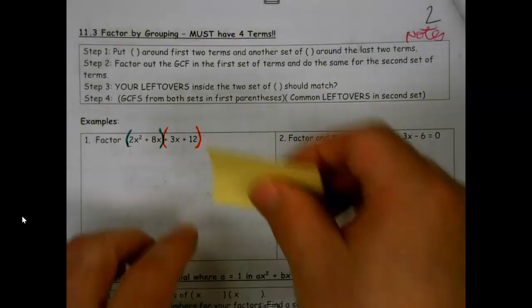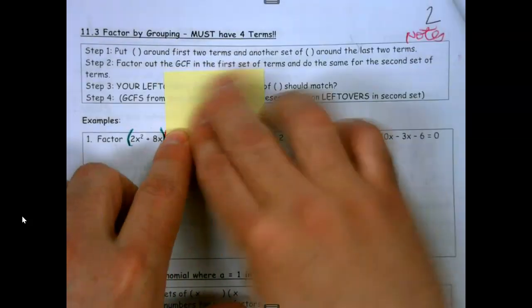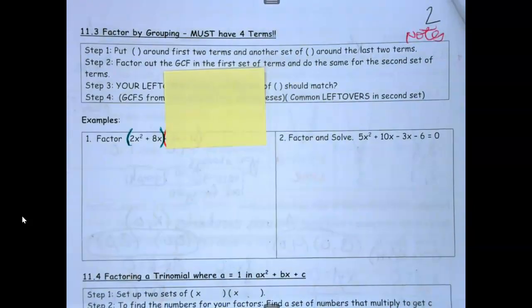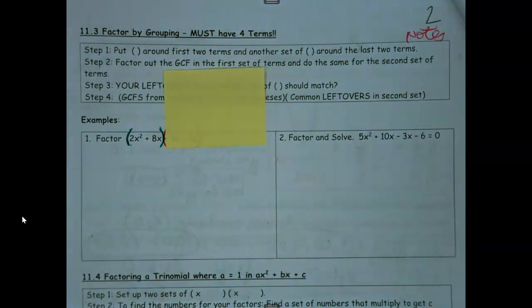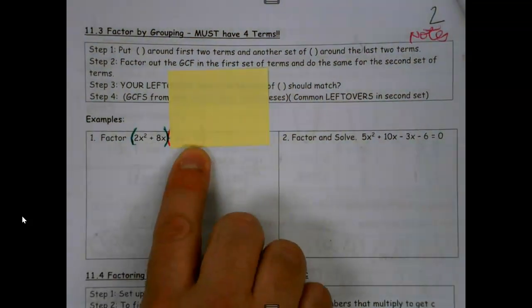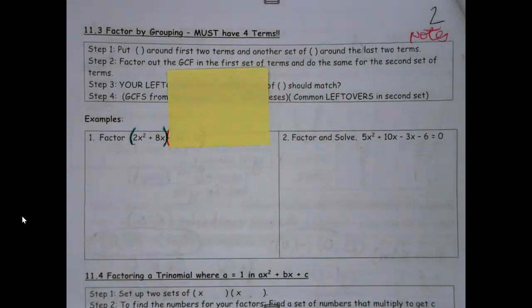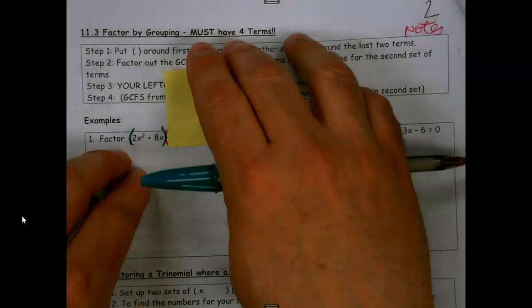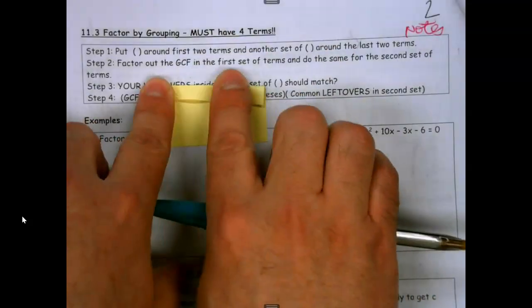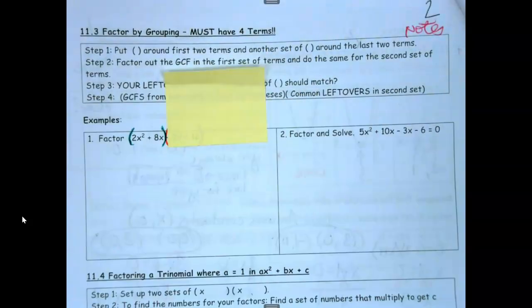at a time. So for the moment, I'm going to forget that 2x squared plus 8x, that's the only thing. I'm going to forget the red set of parentheses even exists. And we're going to go back and do what we've been doing for the past couple of days. We're going to go ahead and factor out the greatest common factor in the first set of terms.